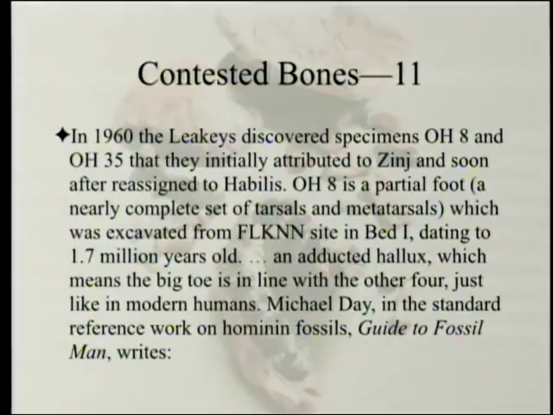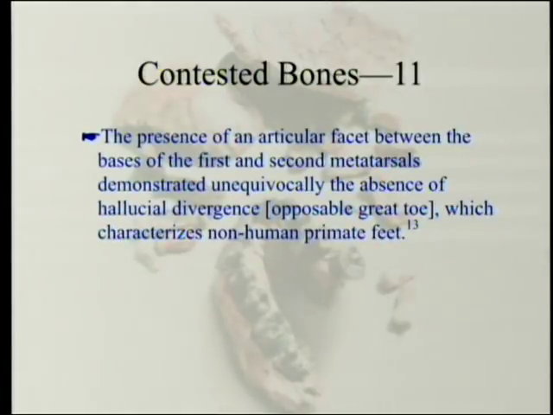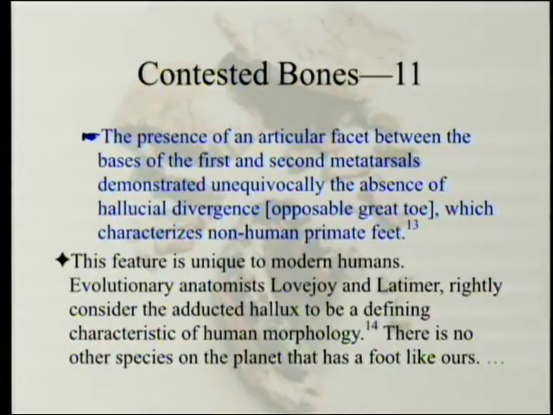An adducted hallux, remember that's the one that lines up, is not sticking out like the apes', which means the big toe is in line with the other four, just like in modern humans. Michael Day, in the standard reference work on hominin fossils, Guide to Fossil Man, writes, "The presence of an articular facet between the bases of the first and second metatarsals, which means they're not going to move, they're going to be stuck there, demonstrated unequivocally the absence of hallucial divergence, that is, opposable great toe, which characterizes non-human primate feet. This feature is unique to modern humans. Evolutionary anatomists Lovejoy and Latimer rightly consider the adducted hallux to be a defining characteristic of human morphology. There is no other species on the planet that has a foot like ours."